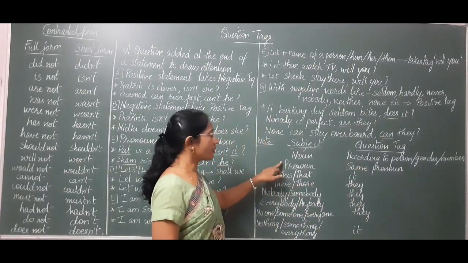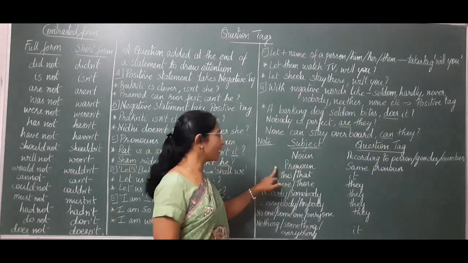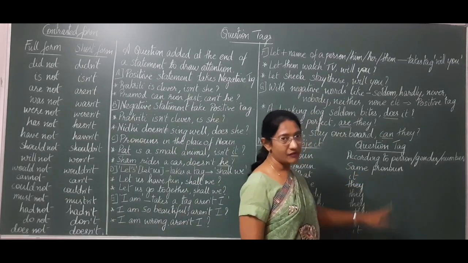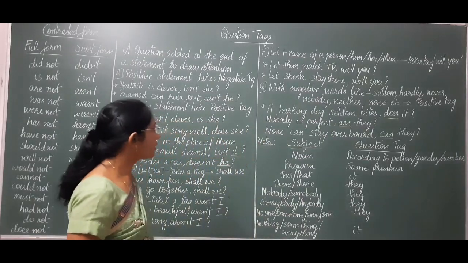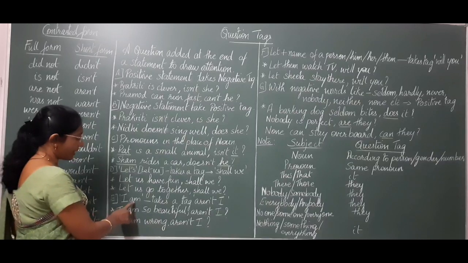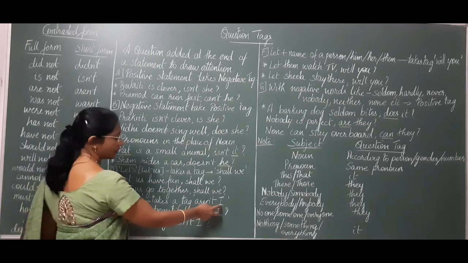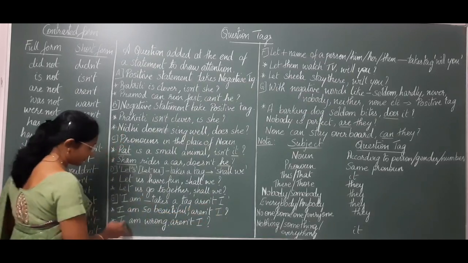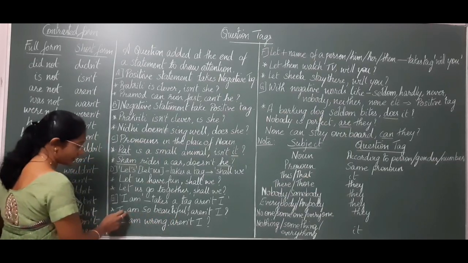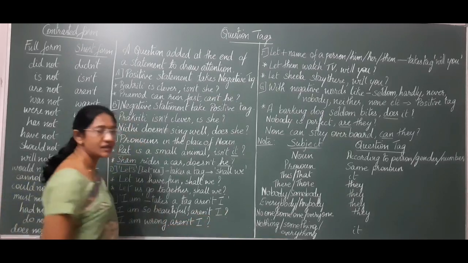Next, if you find a pronoun in the statement or in the subject place of the statement, then you use the same pronoun in the question tag. We use the same pronoun in the question tag. For example, I am. I is a pronoun and you use the same person in the question tag. Okay. So, I am so beautiful. You use the same subject in the question tag or the same pronoun in the question tag.